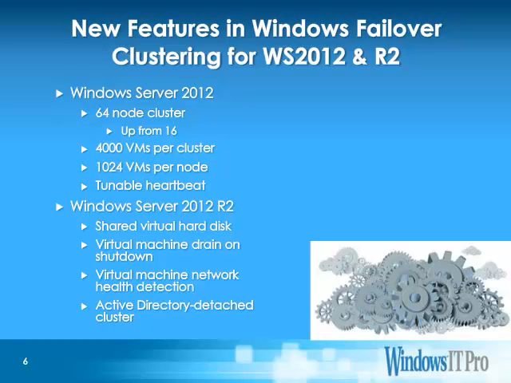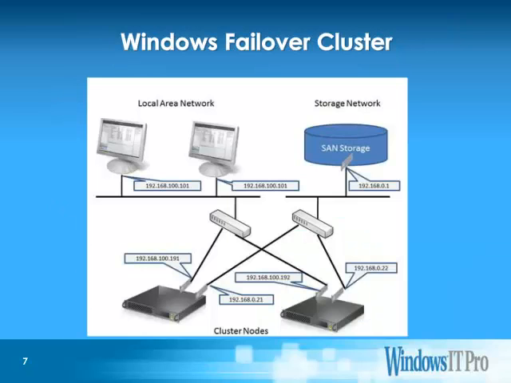And Windows Server 2012 R2 added a couple of other important features. It now has the ability to use shared virtual hard disks. Virtual machines can be drained on shutdown. Virtual machine networks now have health detection, and there's also the capability of having an Active Directory detached cluster. Prior to this, Active Directory was a prerequisite to setting up a cluster. Your nodes had to be part of an Active Directory, and that's no longer the case with R2.